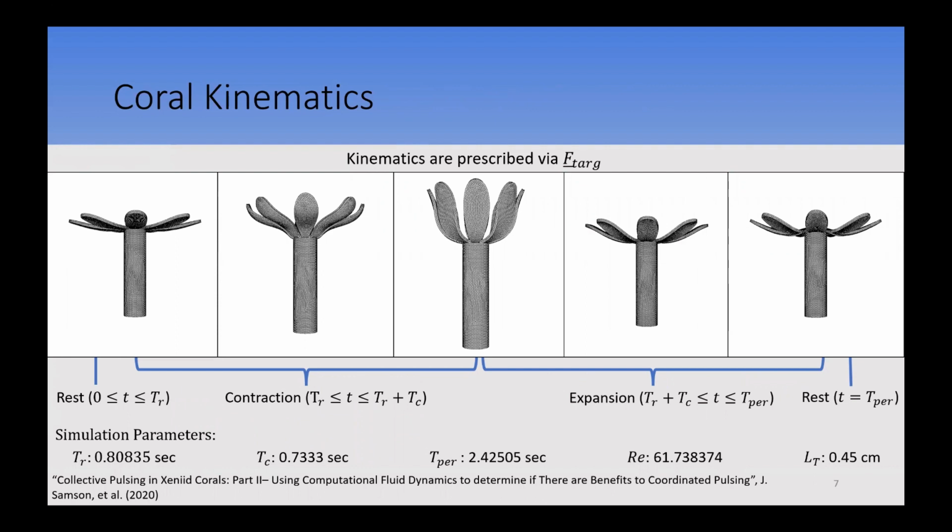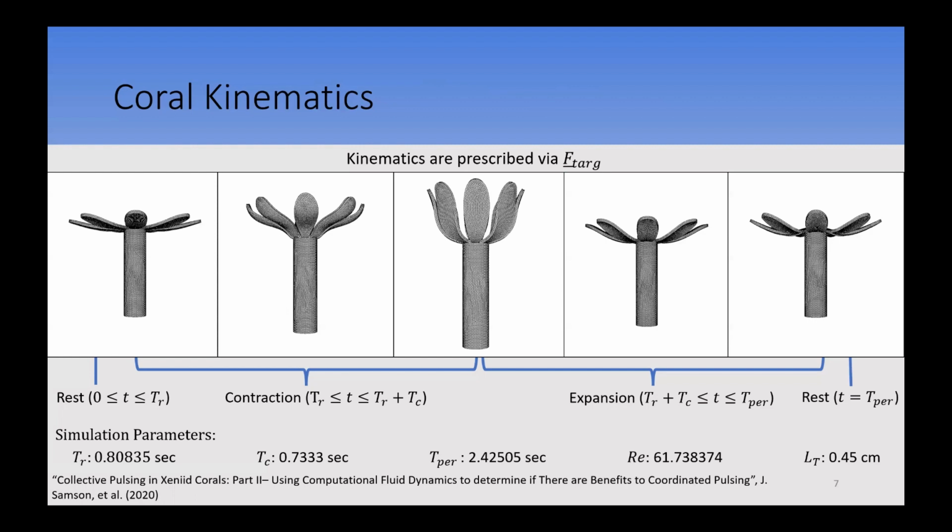We have rest, where the coral is just sitting still, and that can be seen here. So this rest happens for about 0.8 seconds until the coral begins to contract. So it moves in an upward motion until the coral tentacles are fully up. This contraction takes about 0.7 seconds in total. And after that, the coral begins to expand. This is the last phase of motion. And then once it gets back down to the resting position, it restarts. So that makes up an entire pulse, where this whole pulsing period takes about 2.4 seconds.